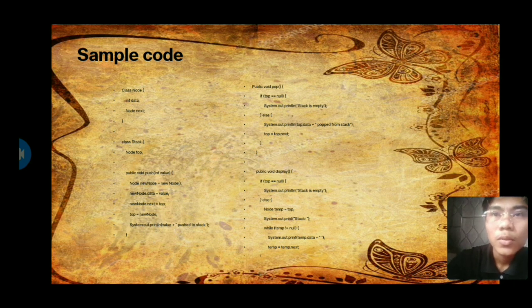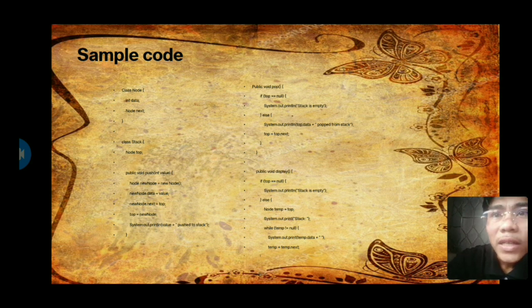Now let's go to the push part. Public void push: this method adds a number to the stack. The line Node newNode equals new Node creates a new node. Then newNode.data puts the value inside the node. newNode.next equals top connects the new node to the old top. Then top equals newNode makes the new node the new top. System.out.println prints, to show what value was added.